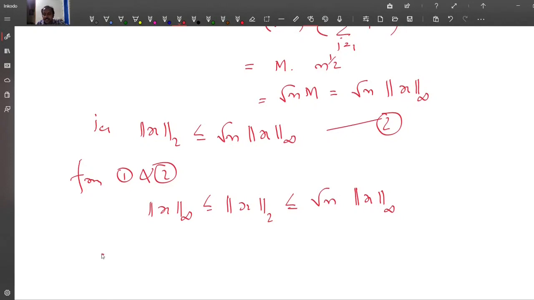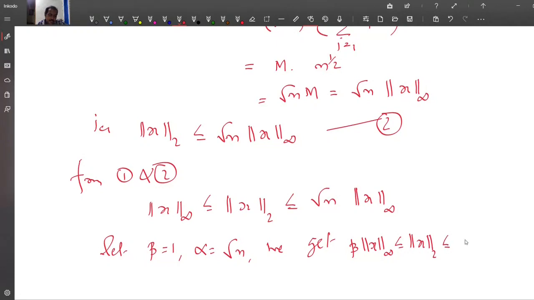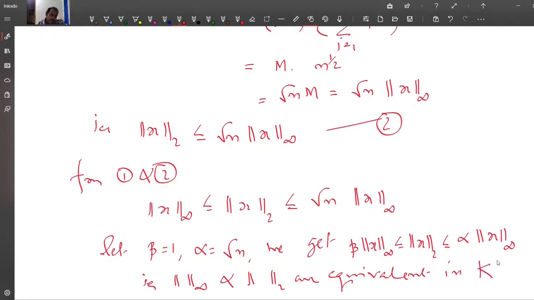So here again you let beta equal to 1, alpha equal to root n. We get beta times the sup norm of x is less than or equal to the 2 norm of x is less than or equal to alpha times the sup norm of x. That is, the sup norm and 2 norm are equivalent in K^n. Thus we have proved that the 1 norm, 2 norm and sup norm are equivalent in K^n.